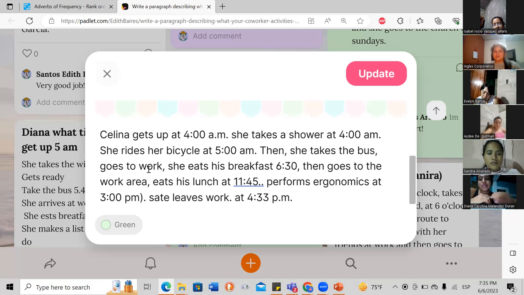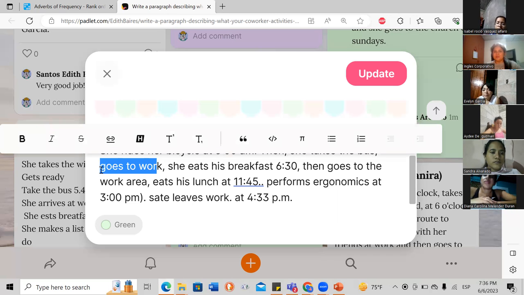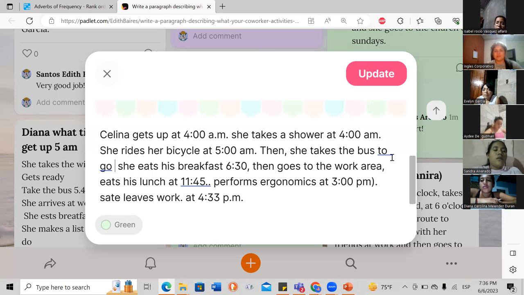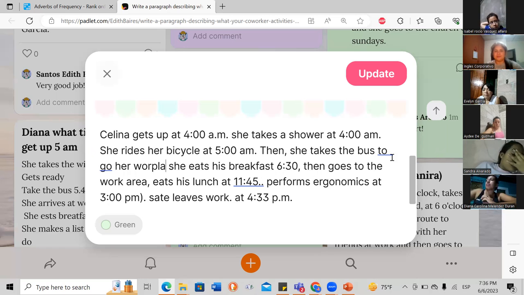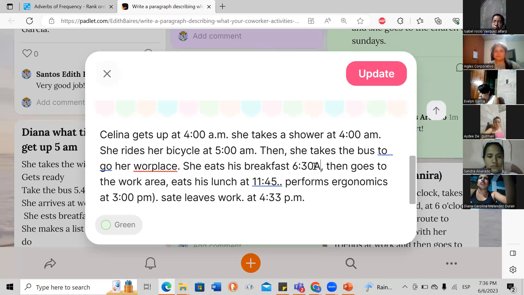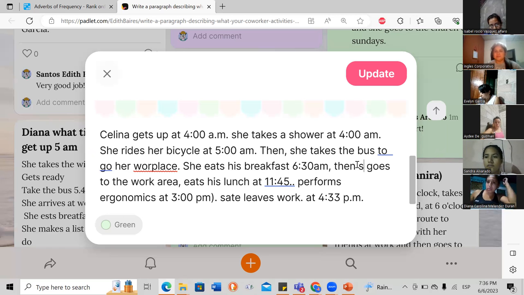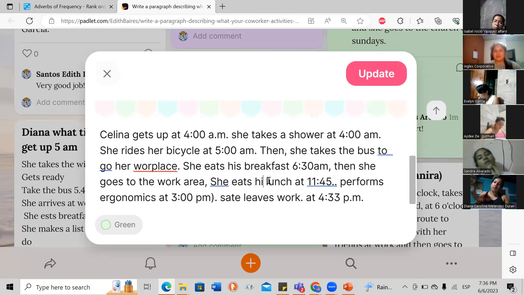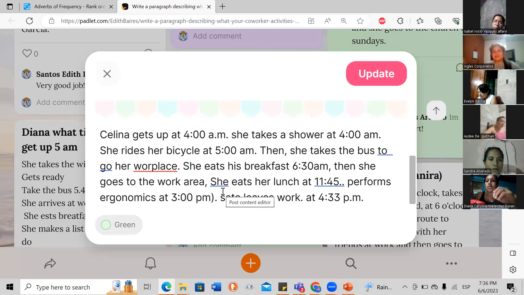Okay. She takes the bus to go to her workplace. She eats his breakfast at 6:30 a.m. Then she goes to work area, to the work area. She eats her lunch. Okay, acuérdense cuando es algo de ella es her, cuando es de él es his, okay? She eats her lunch at 11:45 a.m.